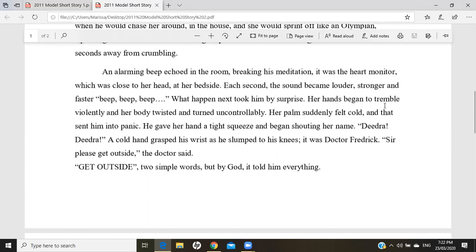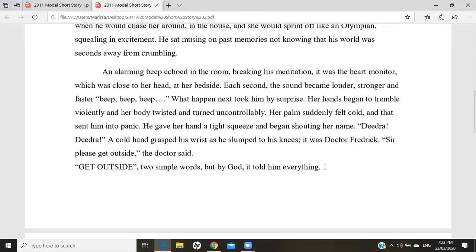Her hands began to tremble violently, and her body twisted and turned uncontrollably. Her palms suddenly felt cold, and that sent him into panic. He gave her hand a tight squeeze and began shouting her name. "Deidre! Deidre!" A cold hand grasped his wrist as he slumped to his knees. It was Dr. Frederick. "Sir, please get outside," the doctor said. Get outside? Two simple words, but by God, it told him everything.